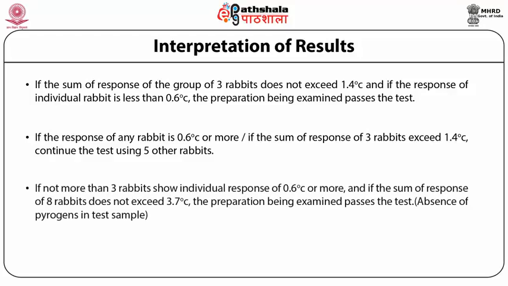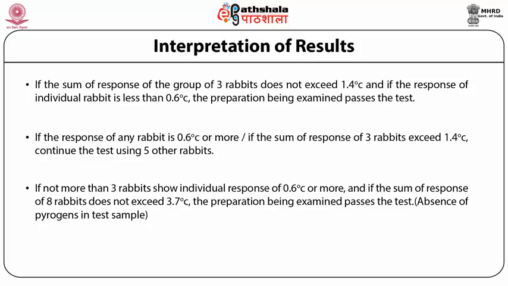If not more than 3 rabbits show an individual response of 0.6 degrees centigrade or more, and if the sum of the responses of 8 rabbits does not exceed 3.7 degrees centigrade, the preparation being examined passes the test. That is, the absence of pyrogen in test samples.